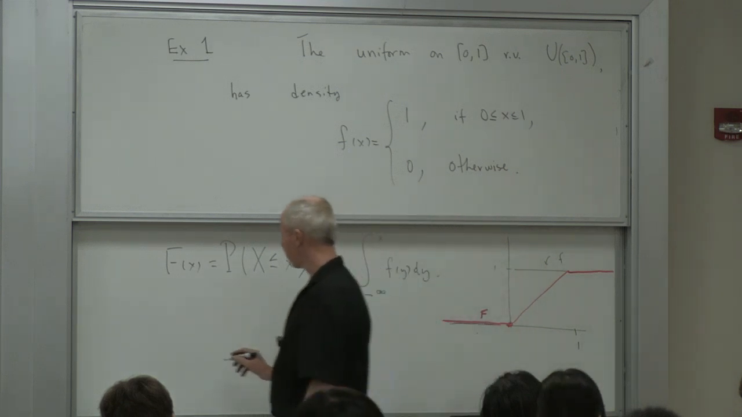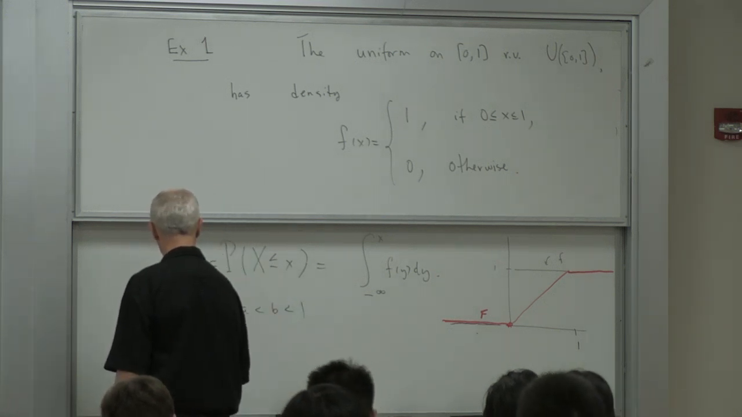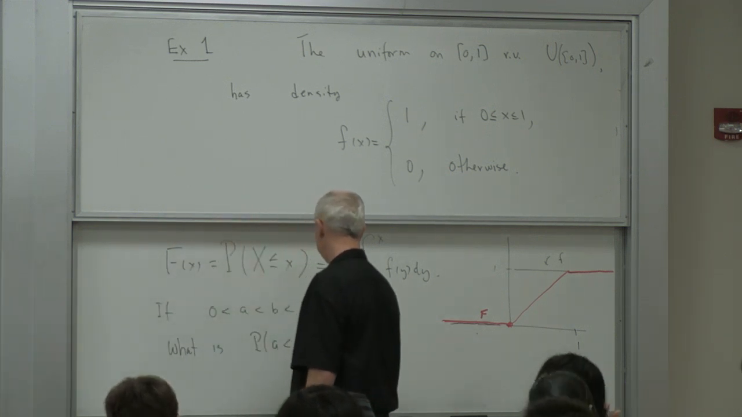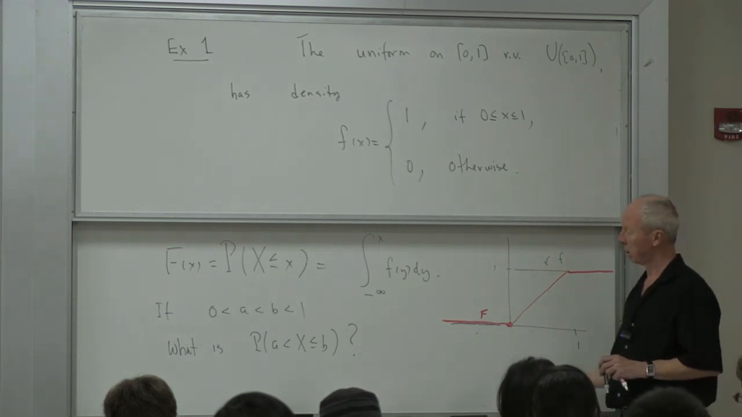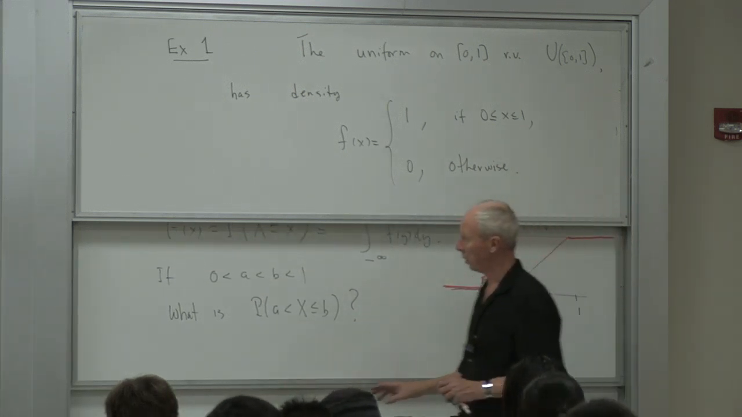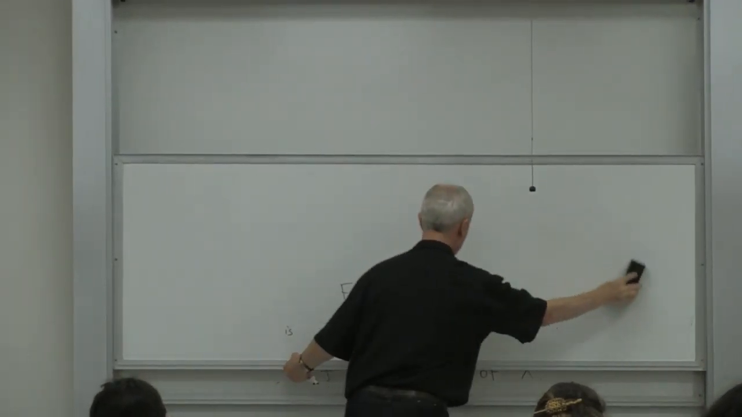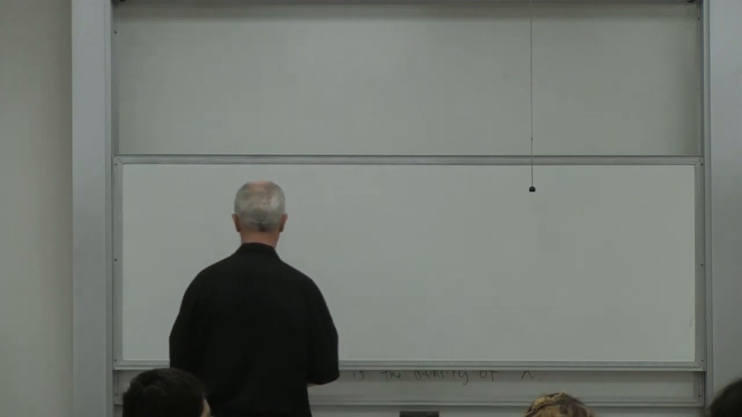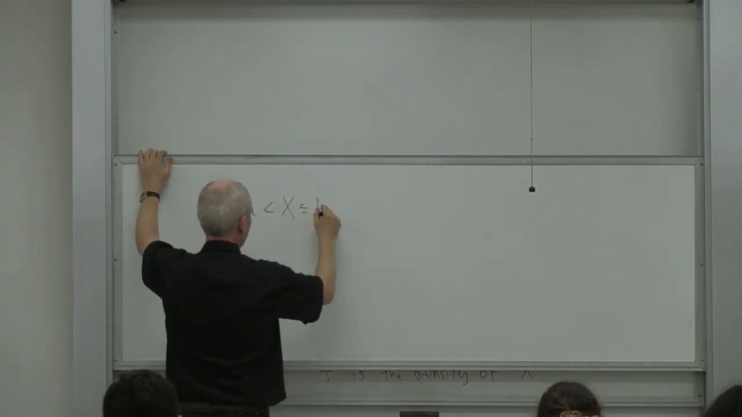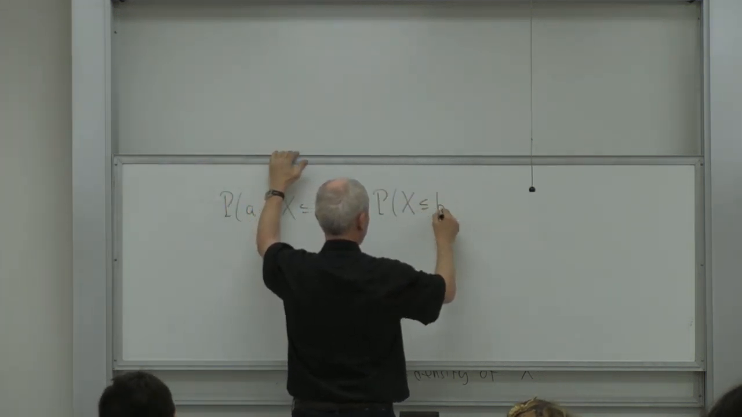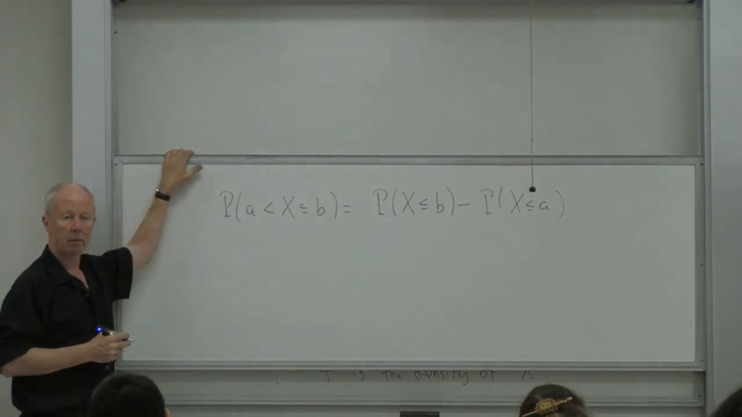Now here's a typical thing that might be asked. If 0 is less than a is less than b is less than 1, what is the probability that a is less than capital X is less than or equal to b? Well, is this true? And if so, why?